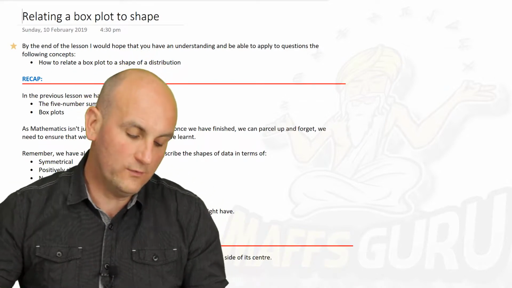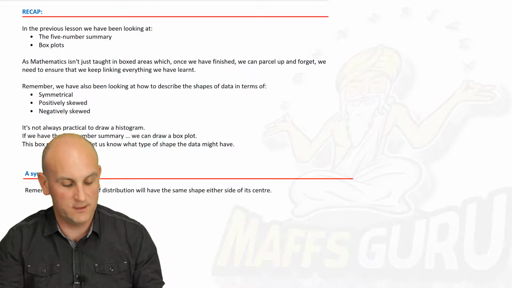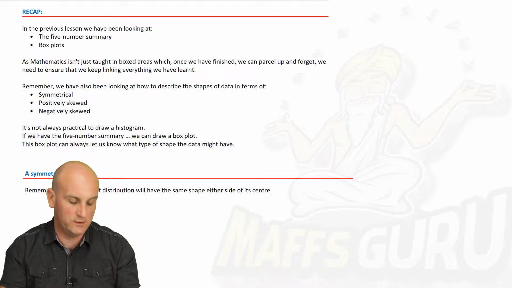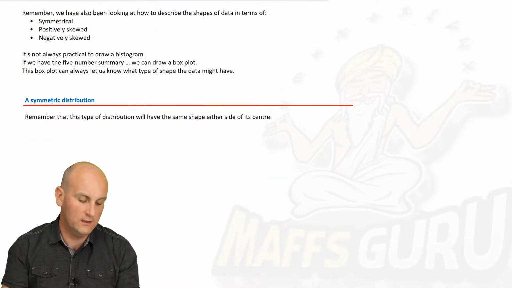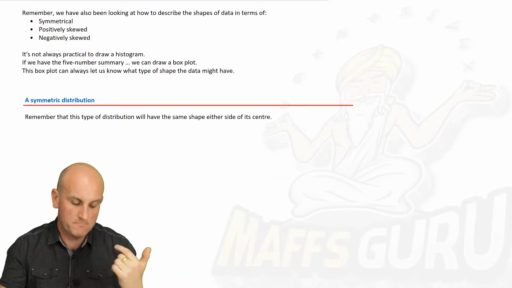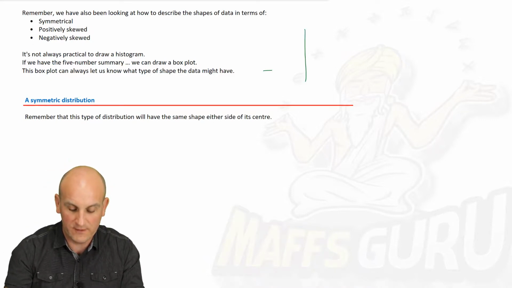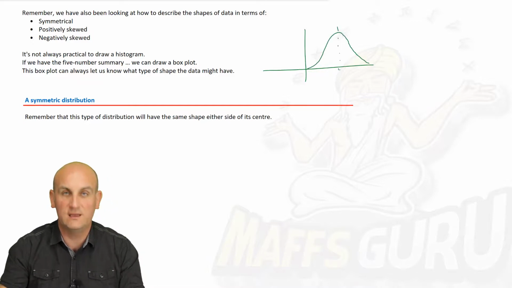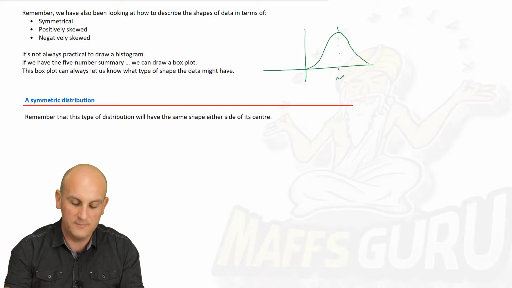What are we doing? Well, this lesson we've already dealt with the 5-number summary. That was the previous video that was uploaded the day before, and box plots. God, there's so much going on in this course. And even before that, as I said, we dealt with the idea of data that is symmetrical, positively skewed, and negatively skewed. So if you remember, as a quick recap, if we have data, something that is distributed symmetrically will have it looking about the same either side of some sort of central mark, the median.